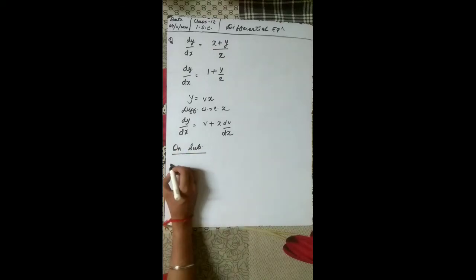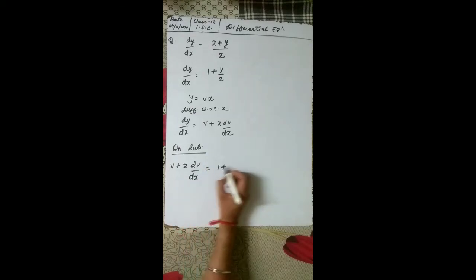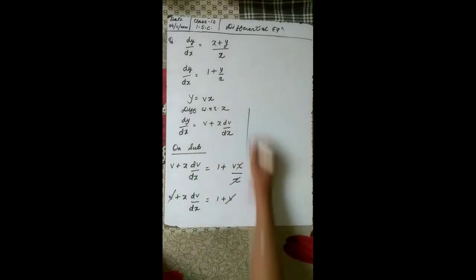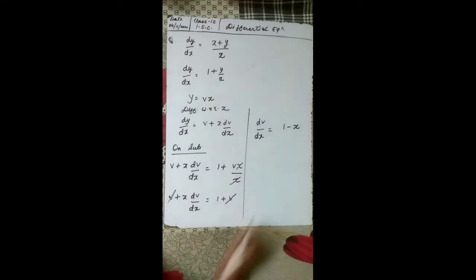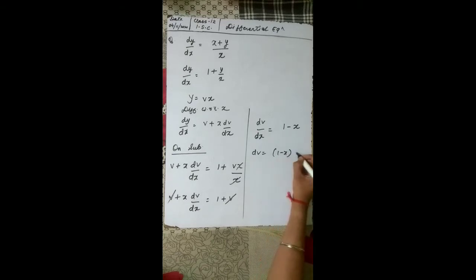On substituting, v plus x dv/dx is equal to (1 plus vx) upon x. So x and x get cancelled. v plus x dv/dx is equal to 1 plus v. Again, we can see that v and v also get cancelled. So take x to that side. We'll get dv/dx is equal to 1 minus x. Take dx to that side, so dv equal to (1 minus x) dx.